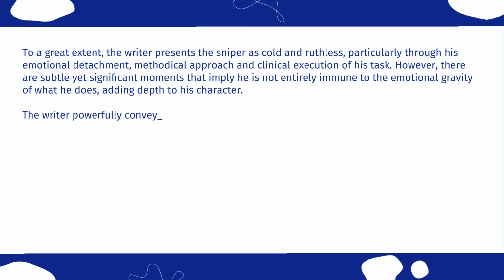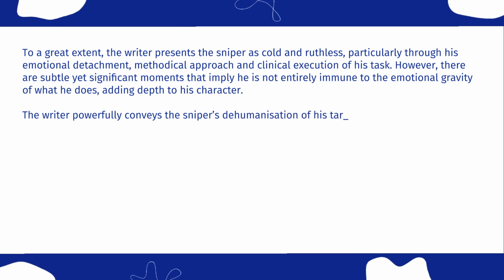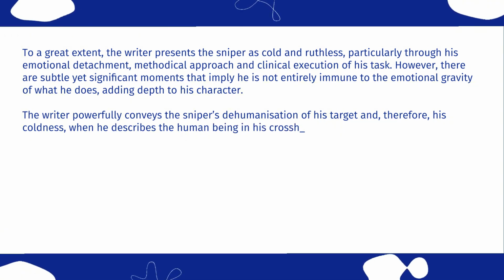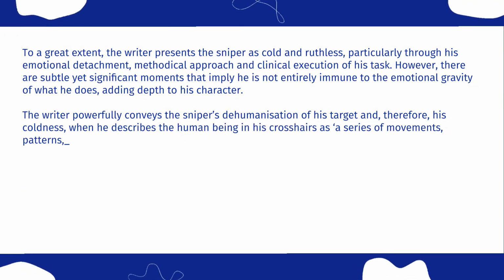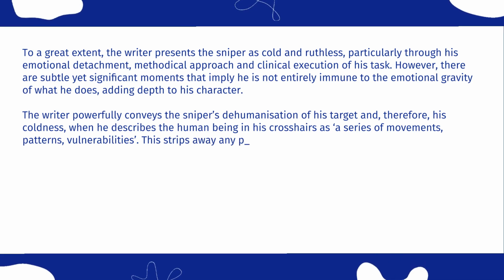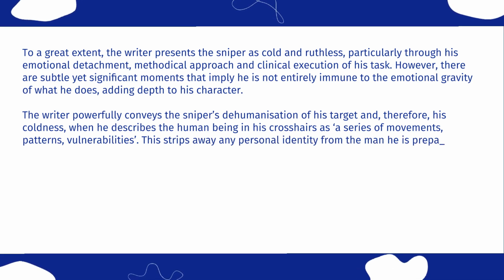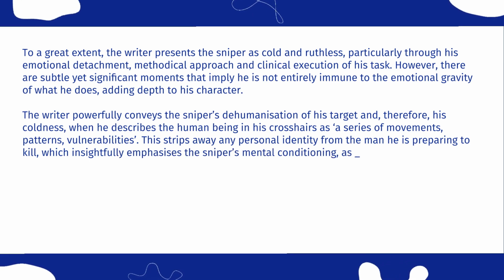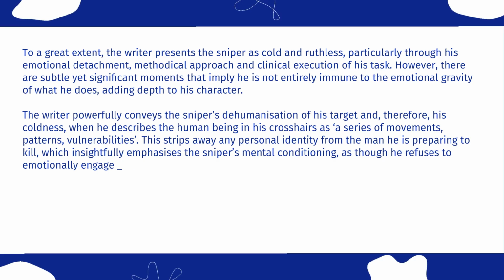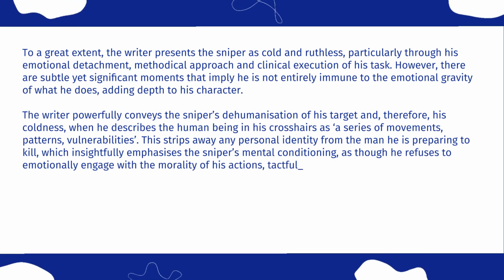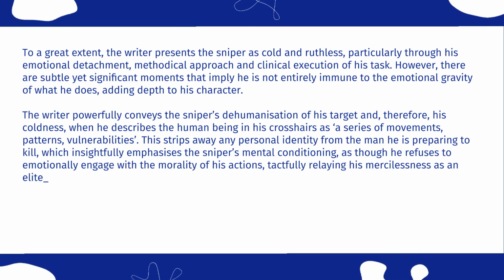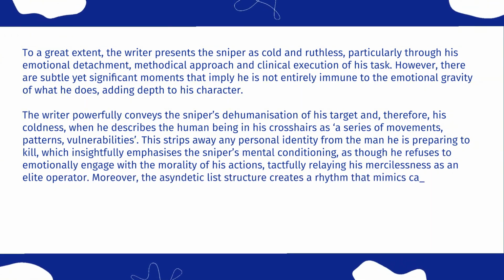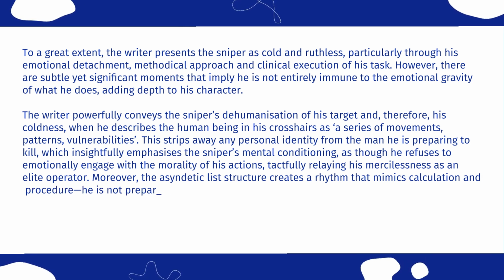The writer powerfully conveys the sniper's dehumanization of his target, and therefore his coldness, when he describes the human being in his crosshairs as a series of movements, patterns, vulnerabilities. This strips away any personal identity from the man he is preparing to kill, which insightfully emphasizes the sniper's mental conditioning, as though he refuses to emotionally engage with the morality of his actions, tactfully relaying his mercilessness as an elite operator. Moreover, the asyndetic list creates a rhythm that mimics calculation and procedure.